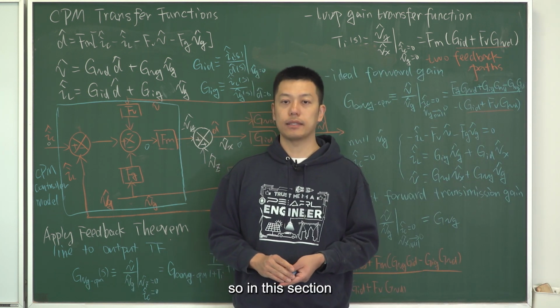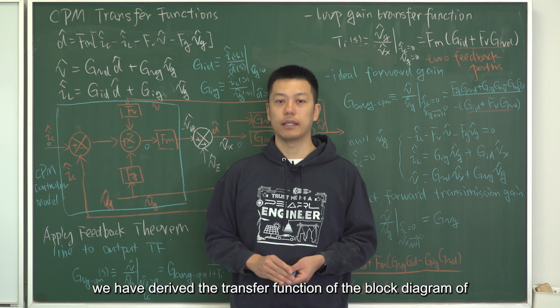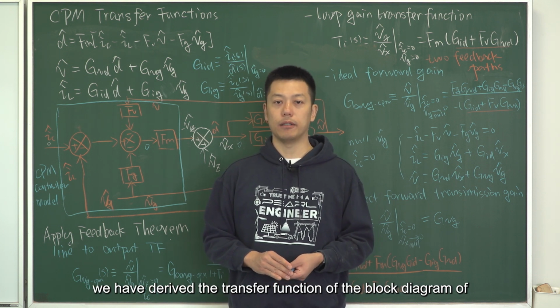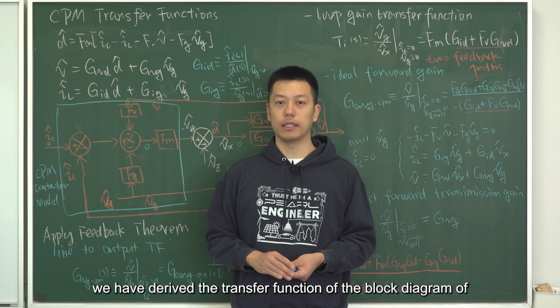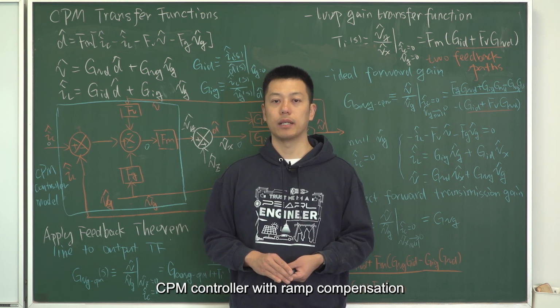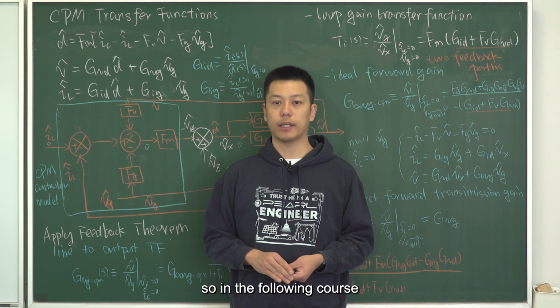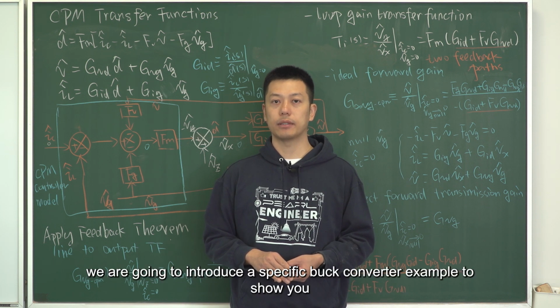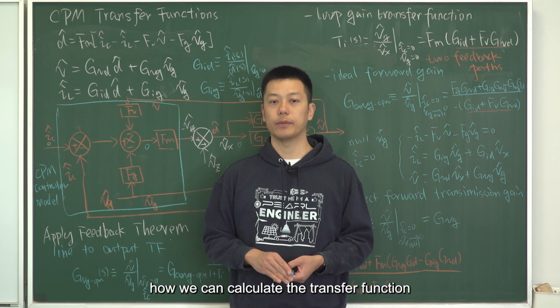So in this section, we have derived the transfer function of the equivalent circuit block diagram of the CPM controller with ramp compensation. So in the following parts, we are going to introduce a specific buck converter example to show you how we can calculate the transfer function.